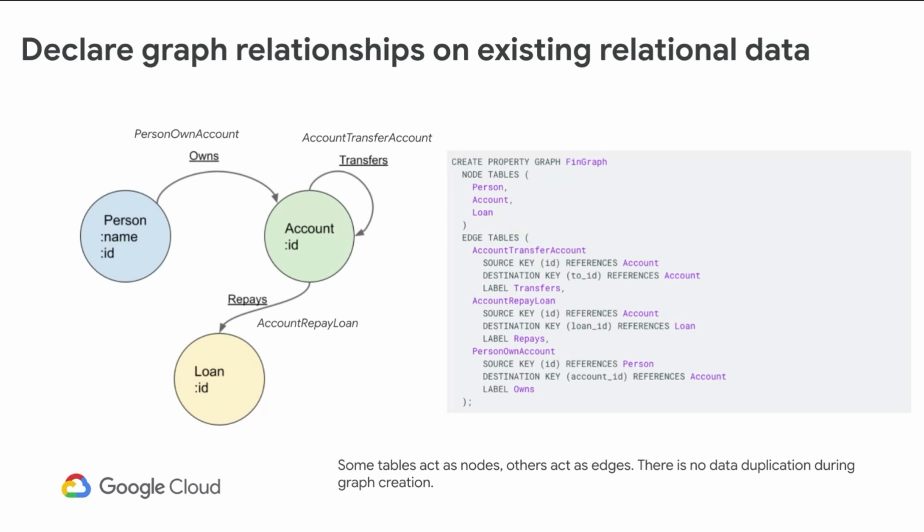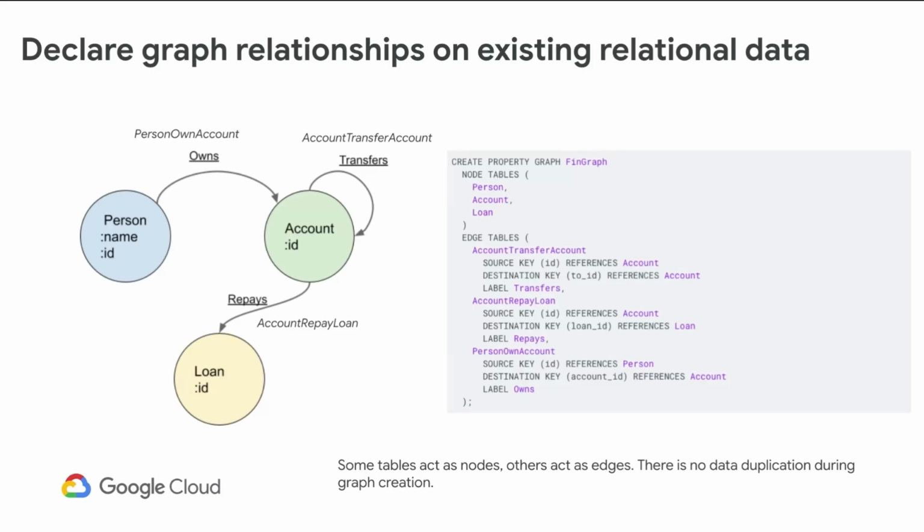So for example, a person can own an account, which is denoted by the owns edge. And two accounts can have multiple transfers between them, which is denoted by the transfers edge. All of these relationships are captured in Spanner using a new DDL, which defines something called a property graph, which is on the right side of the screen. If you look, we define a couple of node tables and a couple of edge tables, which loosely translate to the graph on the left.